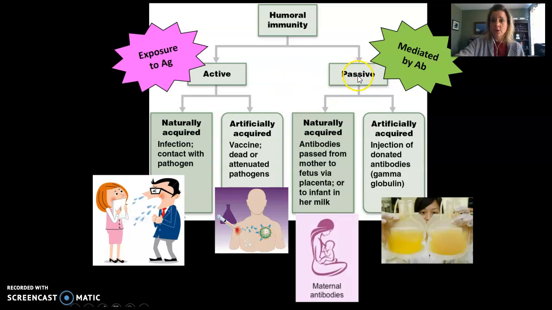With passive humoral immunity, it's a little bit different. We are inserting antibodies from somebody else into our bodies. So not antigens, actual antibodies. When we're talking about naturally acquired passive immunity, it means that we are getting antibodies from our mother, which is basically one way that we've all gotten antibodies. When we were in utero developing, mom's antibodies crossed the placenta and entered into our blood. So those were some of the first antibodies that we even had.